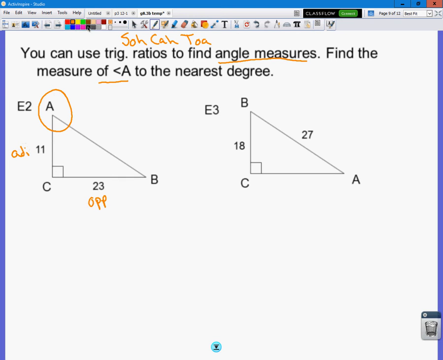What trig function am I going to use that has opposite and adjacent? Tangent. What am I taking the tangent of? I'm taking the tangent of A. And it's going to be equal to the opposite, 23, over the adjacent, 11. Everybody good that far?